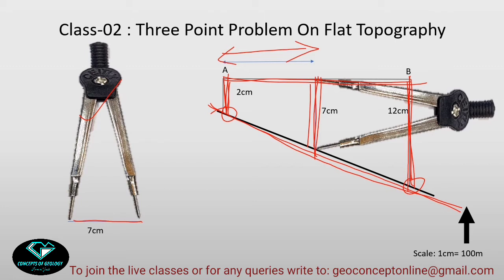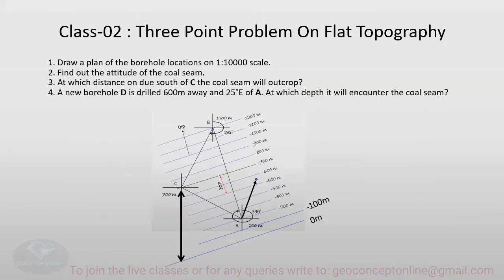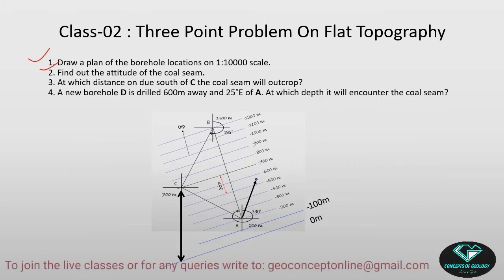I am measuring this length from this A end. After that we will go to the triangle again and place one end of this divider at point A, and I will try to find out where the 700 meter borehole point will come, and I will join the 2 points to get the 700 meter strike line. So we have answered the first and second question. The third question was, at which distance due south of C will the coal seam outcrop? Whenever we are drawing the map strike line or the stratum contours, we know that the 0 meter line is drawn on the surface.